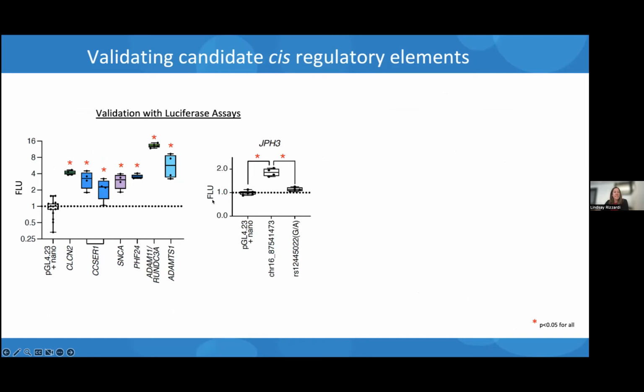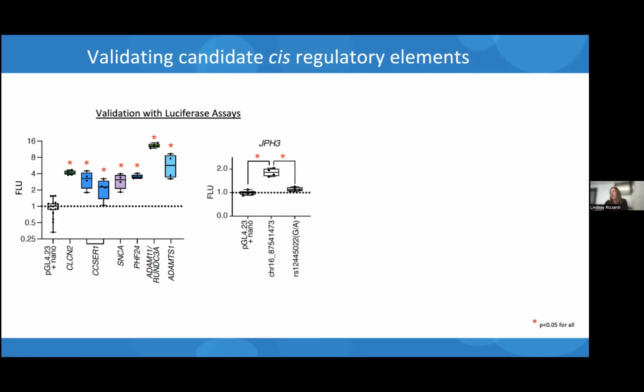What these luciferase assays also give us the ability to do is to introduce mutations into these elements and see if that mutation influences the ability of that element to promote activity. And so there's one example for JPH3. We had a region, a CRE that was linked to this gene that promoted activity. And then there was a SNP in this region that, when introduced into the element, abolished the ability of it to stimulate activity. So this is one example where we can test these individual SNPs.